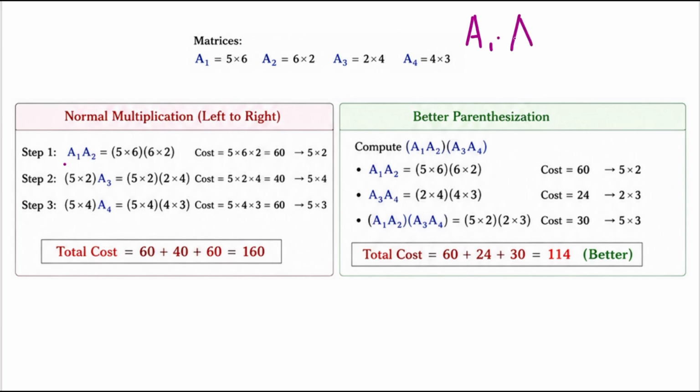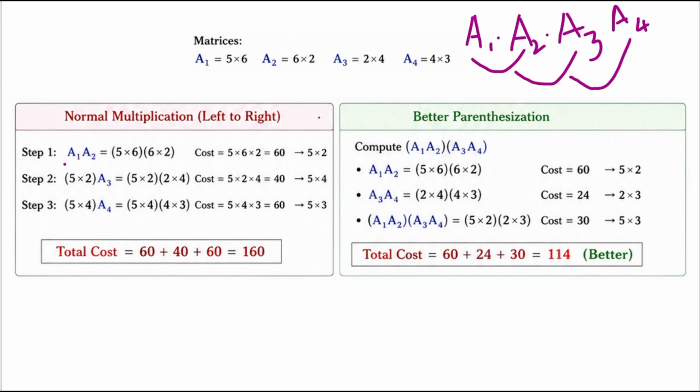This is matrix chain multiplication, right? A1 into A2 into A3 into A4. What is the normal method? First we multiply A1 with A2, right? Then that resultant matrix is multiplied with A3. Then that resultant matrix is multiplied with A4. This is the normal procedure, right?